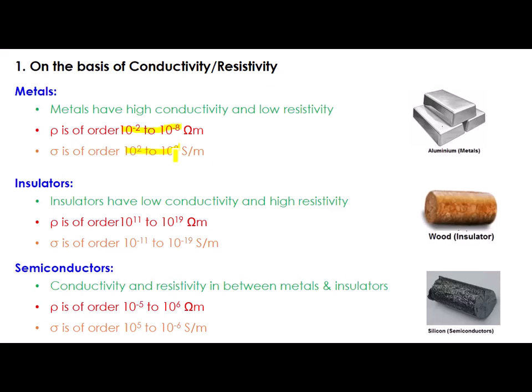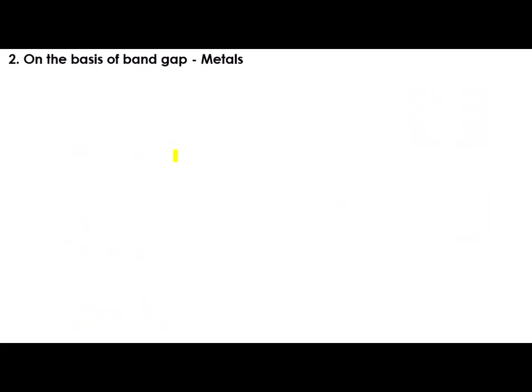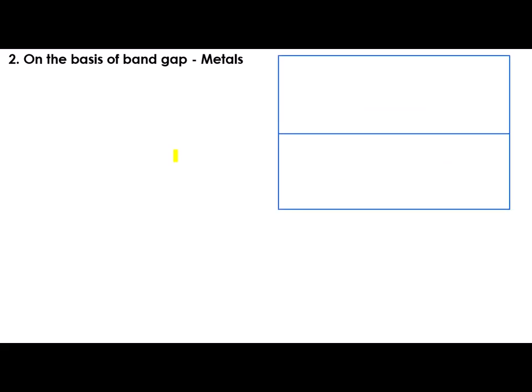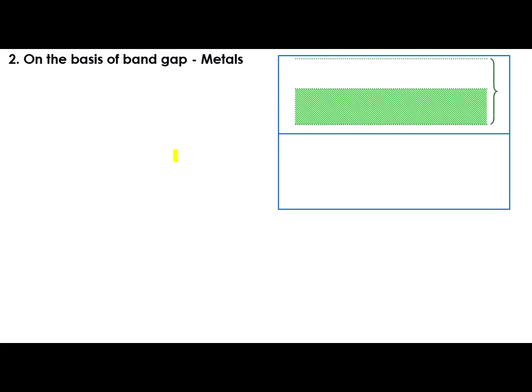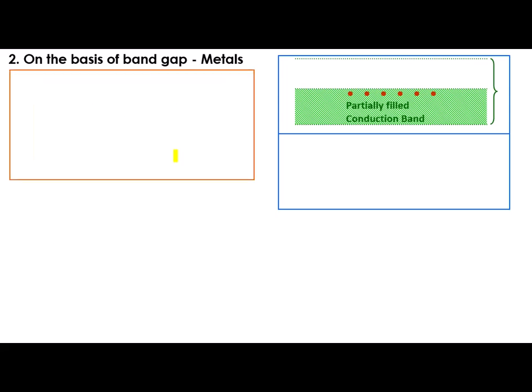Now, on the basis of band gap, we can identify metals in two ways, in two scenarios. In one scenario, the conduction band is partially filled. There is a gap between the valence band and the conduction band, and the conduction band is partially filled. And another scenario is the other case.